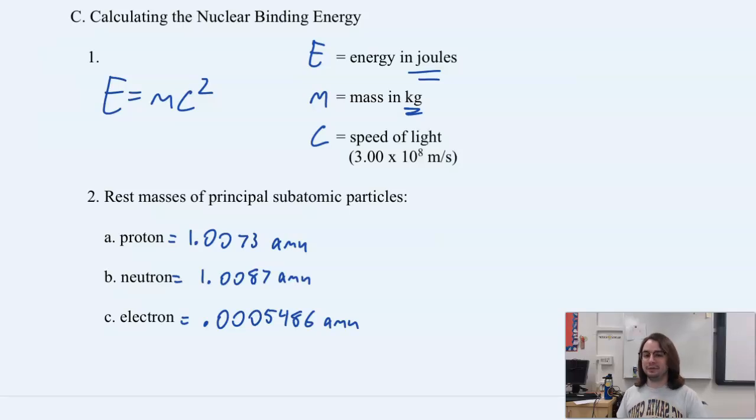But this is in AMU, and we're going to be doing a lot of measurements in kilograms. We talked about that before. Now, if I wanted to write these in kilograms, it would be something like this.